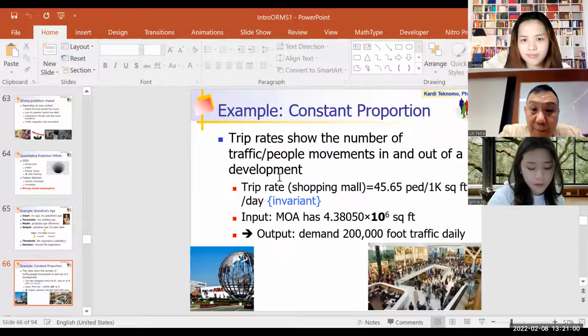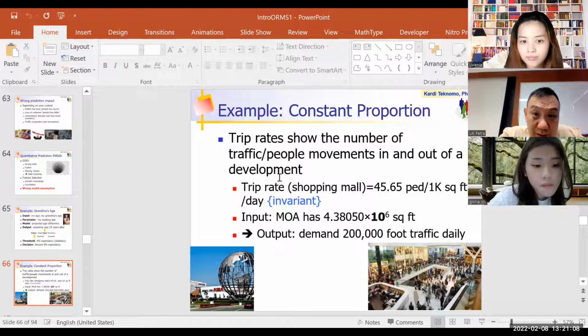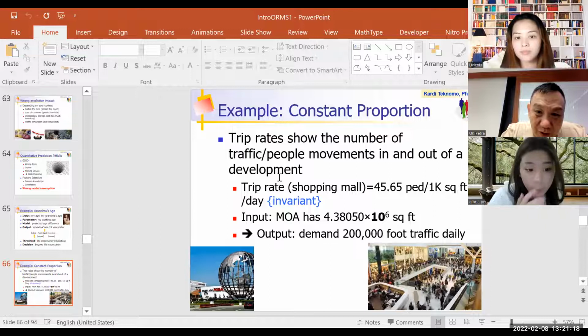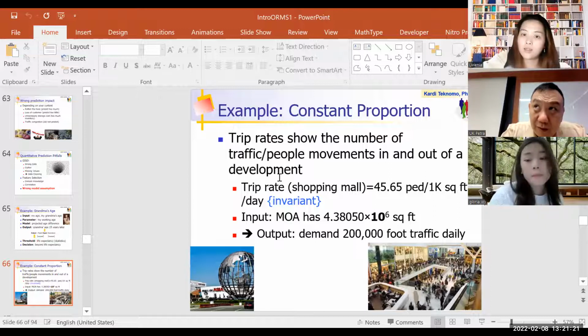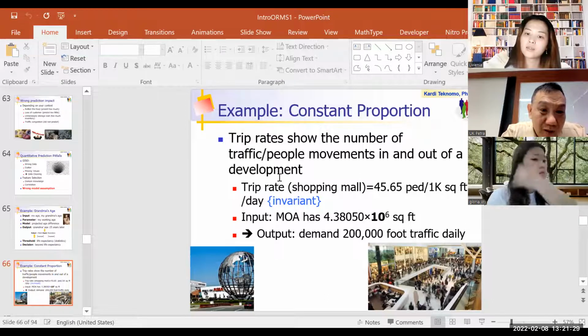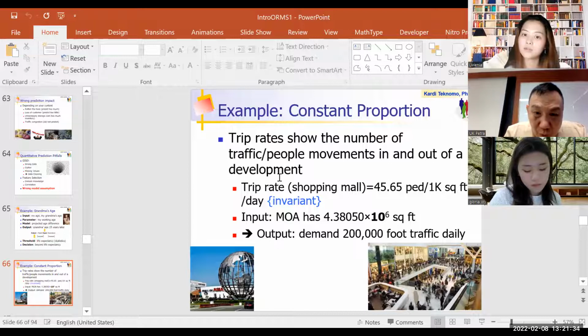This is another example of using a very simple model to predict. In fact, this is used already. In the Philippines, there is the Mall of Asia, MOA. It is very huge, about 3 kilometers. The mall is very big. It is like the largest mall in Asia. You look at the size, 4.3 million square feet.